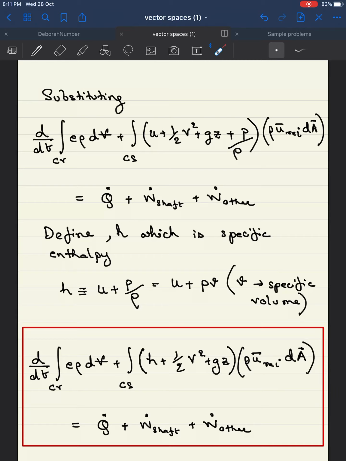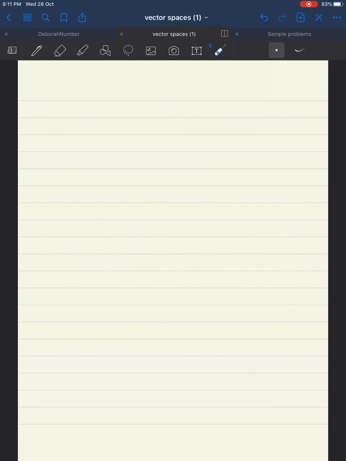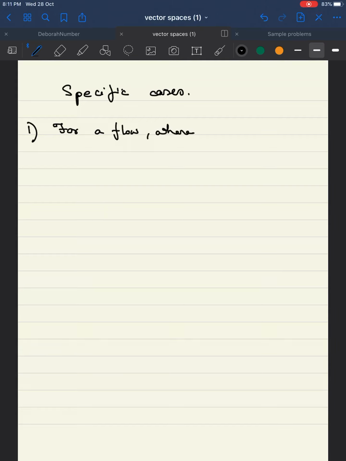Before we do that, let's look at some specific cases. Let us first take the case where the flow is steady, that is, a flow where the total energy in the control volume is constant with time, basically steady. I'm just writing that.